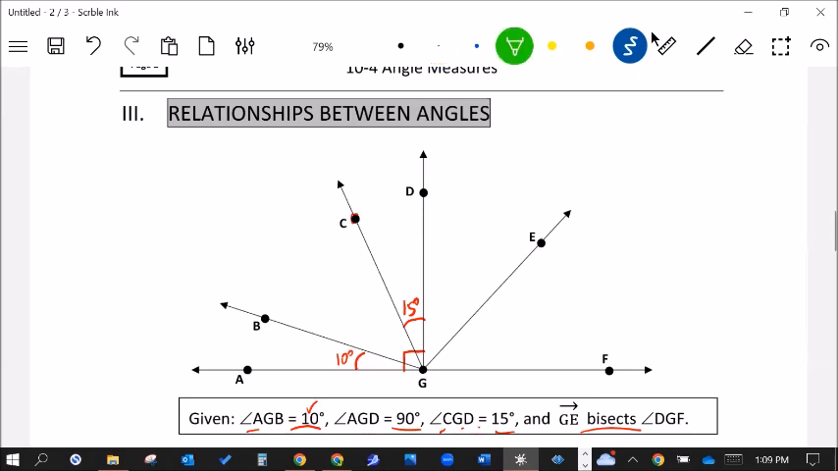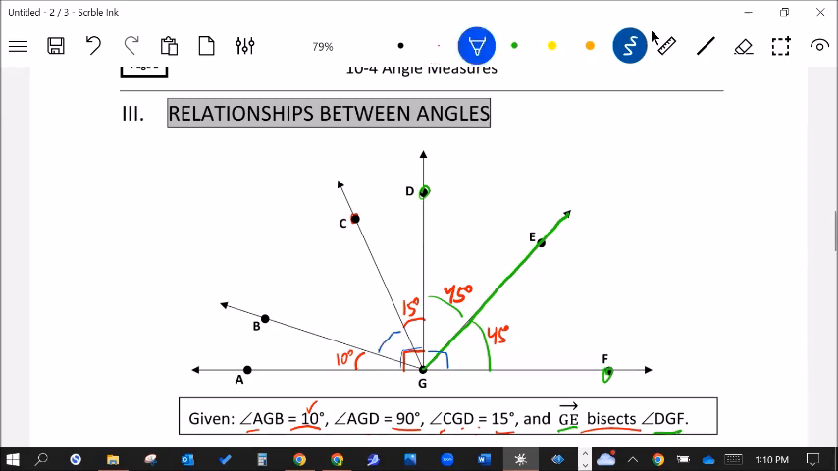And then the other one is that GE bisects it. So this one, it bisects the other two. So if it bisects D to G to F, that means that these two sides are equal, or these two angles. Well, because of the 90 degrees here, that means this has to be 90 degrees. If that's 90 degrees and it's bisected, that means that these are two 45s. I'm going to put those 45 degrees in here now. So there's only one that we don't know.